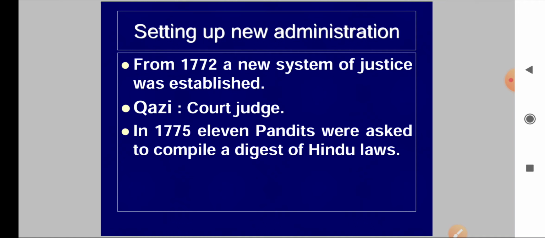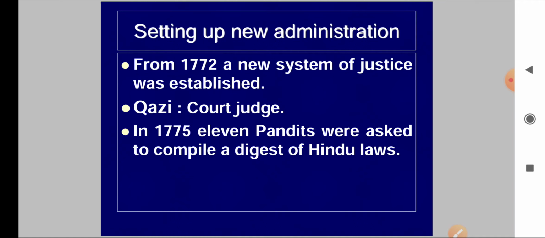Then in 1772 they established a new system of justice. Two courts were set up, one a criminal court and the other a civil court. Criminal refers to Faujdari Adalat and civil refers to Diwani Adalat. The Qazi was the judge of India at that time. Mufti means a jurist of the Muslim community. So these are the two terminologies.